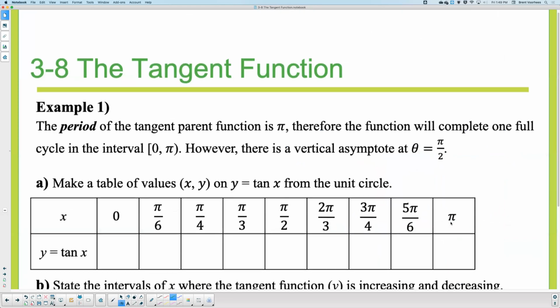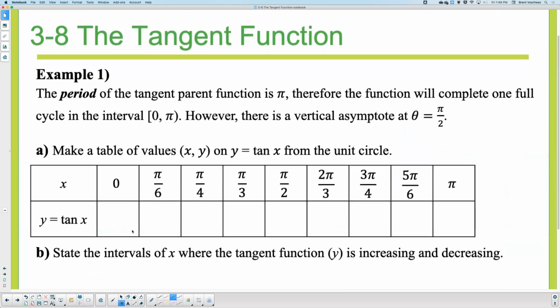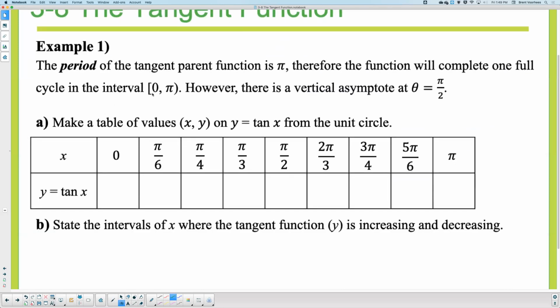I don't want us to forget how to use the hand trick. So the first slide, we're going to fill in our data on this table using our hand trick. It tells you the period of the tangent function is pi. Therefore, it'll complete 1 full cycle on the interval 0 to pi. However, there's a vertical asymptote at pi over 2, as we'll see with our hand trick.